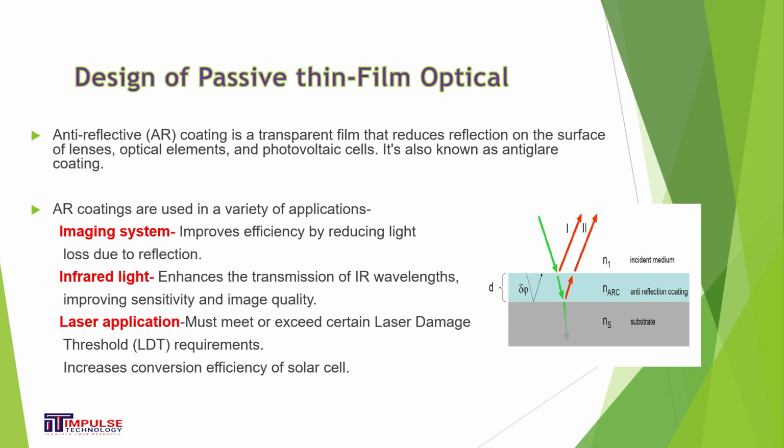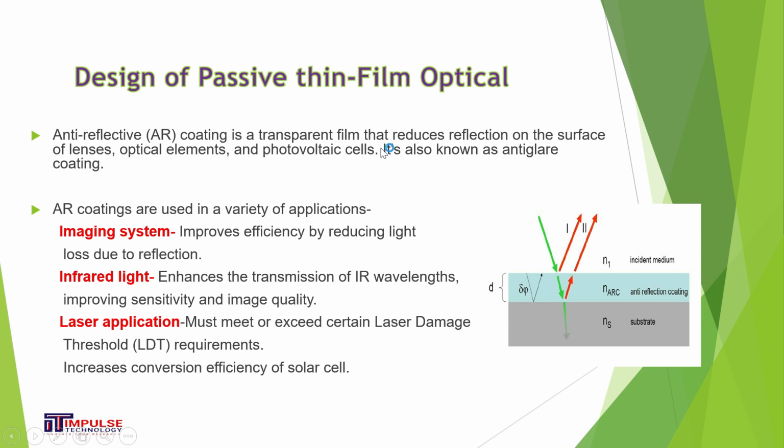Here we will discuss only the design of passive thin film optics. Basically, we consider three different anti-reflection coating methods to demonstrate the passive thin film optical properties. So we need to understand, before the start of the tutorial, what an anti-reflective coating is.